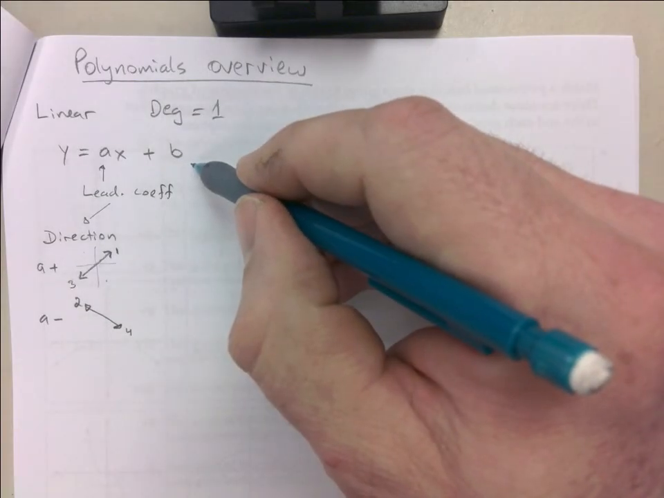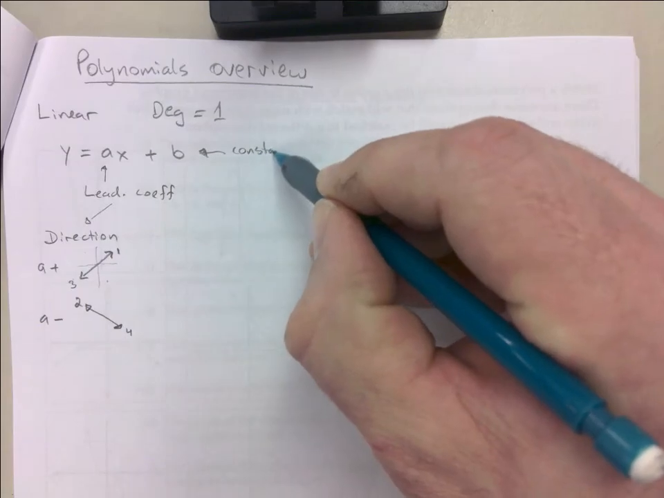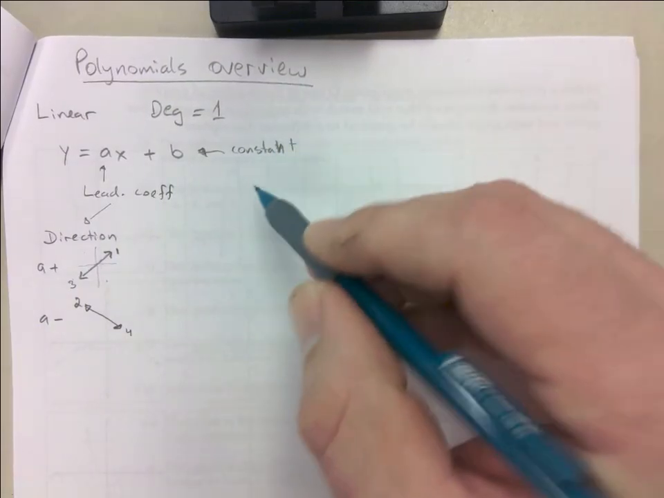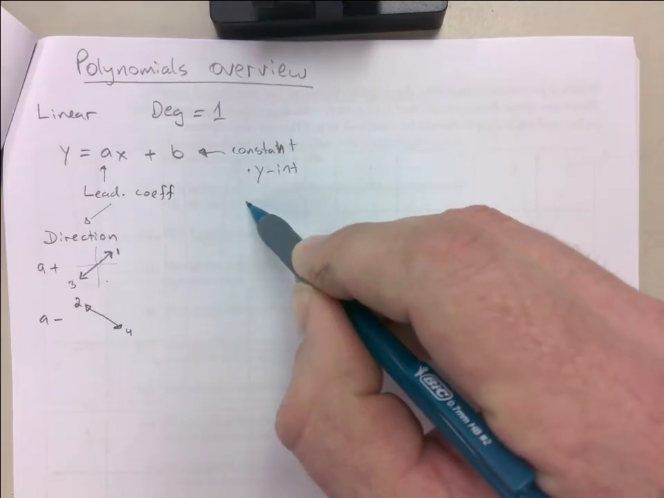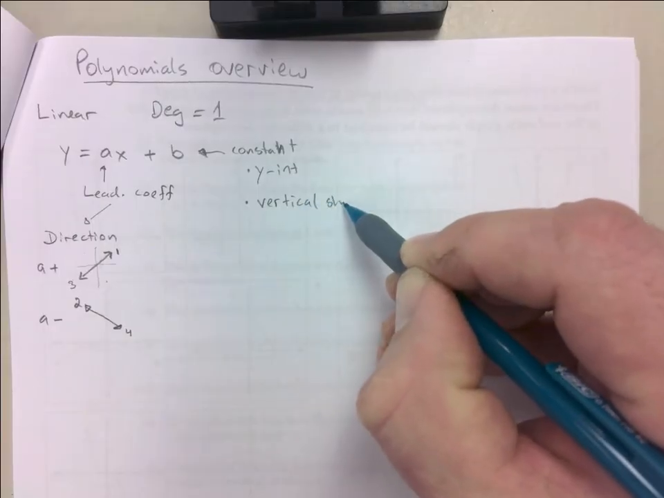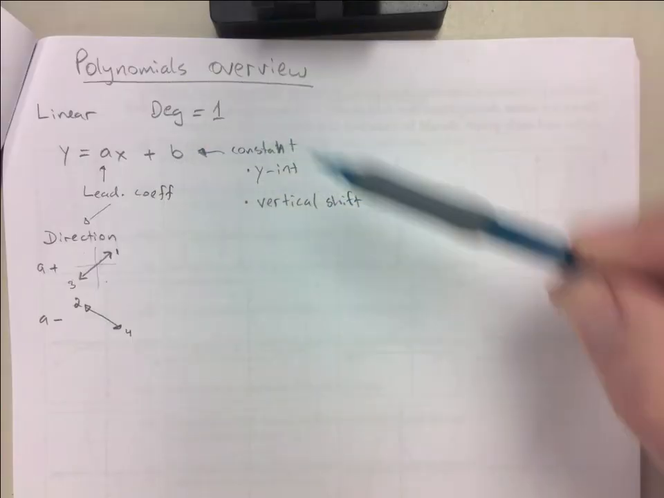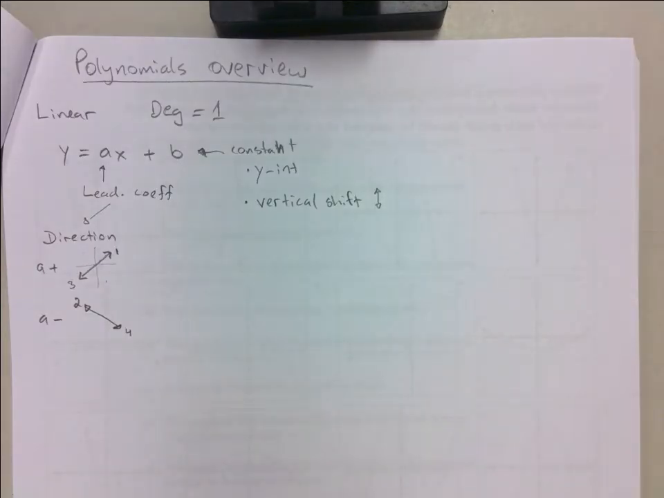And then this part right here, the constant, that would be the y-intercept, right? And it also gives me, if you were to change that value, it produces a vertical shift. It would bring the line either up or down. By the way, that's true about all of the polynomials. If you change the back number, you're bringing it up or down.